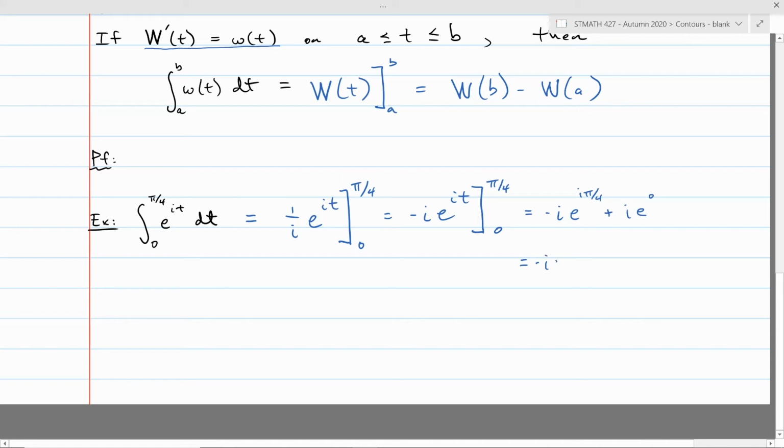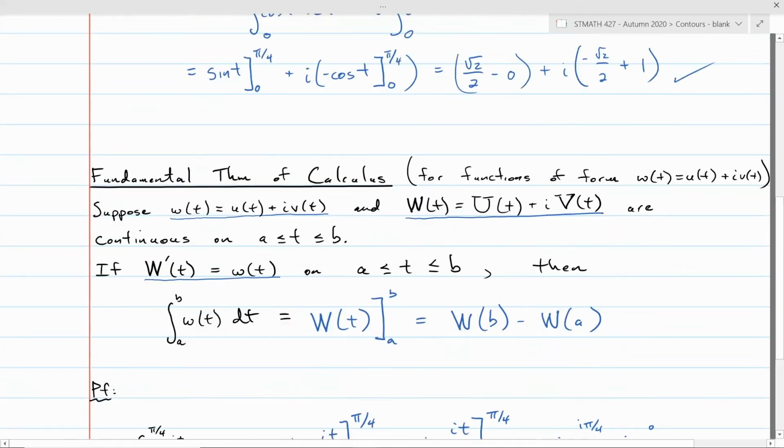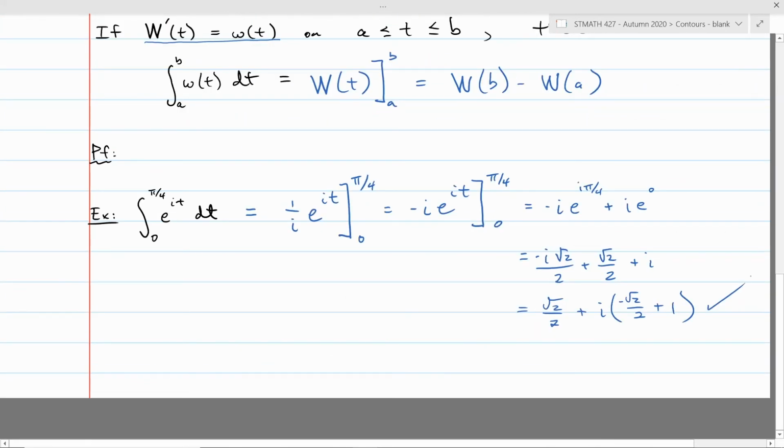And so that's negative i times cosine of pi over 4, which is square root of 2 over 2, and then negative i times i times sine of pi over 4, so that'll be plus sine of pi over 4, which is square root of 2 over 2, and then that last term is plus i. So I see square root of 2 over 2 is the real part, and then plus i times negative square root of 2 over 2 plus 1. And that should match the answer that we got previously up here. Yeah, it matches. So being able to use the fundamental theorem of calculus saves you from having to break it up into components and doing two separate integrals.